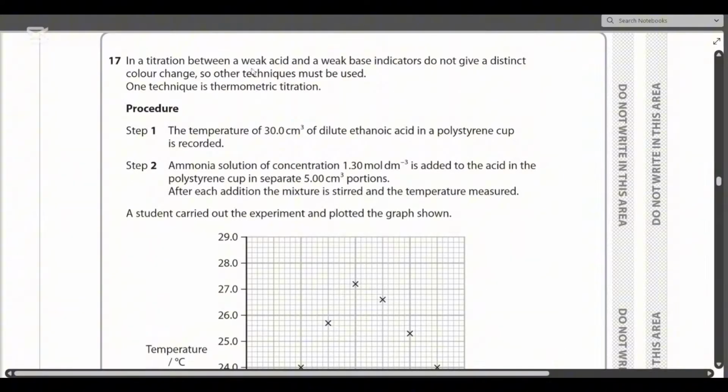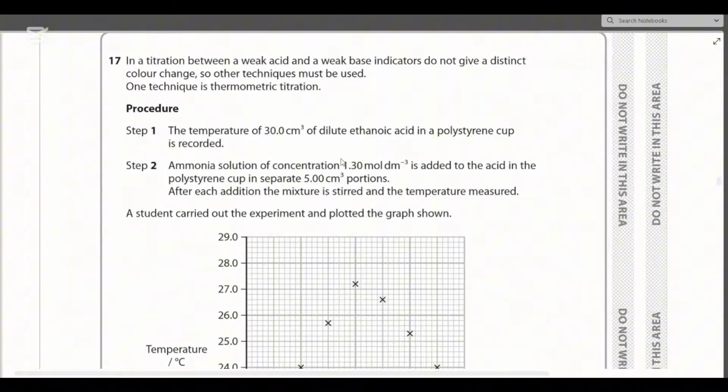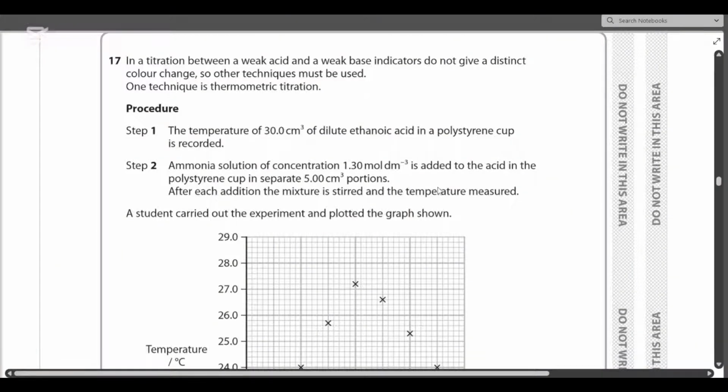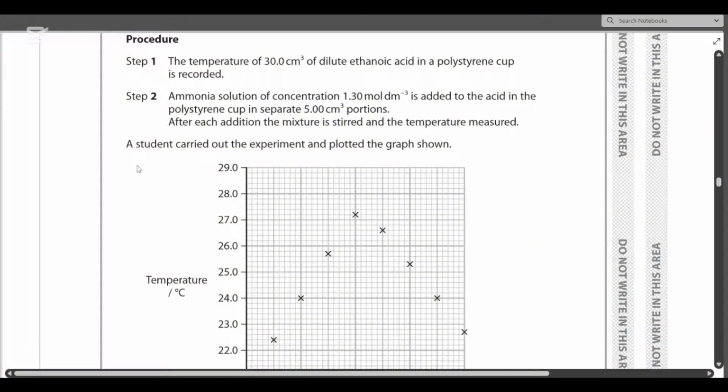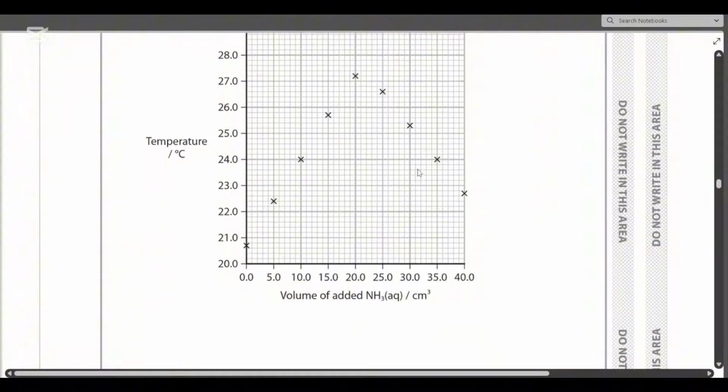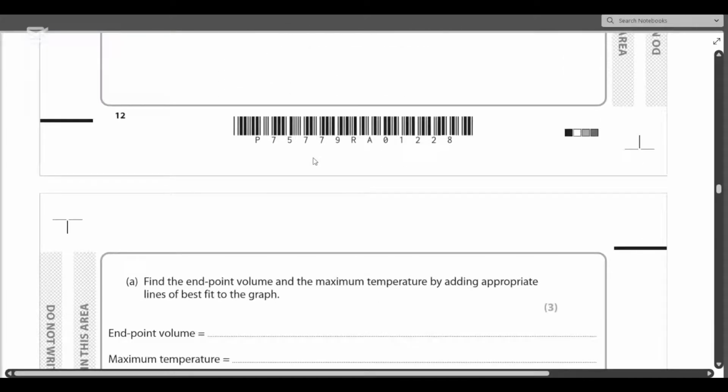Moving on, in a titration between a weak acid and a weak base, indicators do not provide a distinct color change. So yes, other techniques must be used. In step one, the temperature is recorded of 30 cm³ of dilute ethanoic acid, and you can see that later on the ammonia solution was added to the acid in separate 5 cm³ portions. A student carried out the experiment and plotted the graph as you can see very clearly.